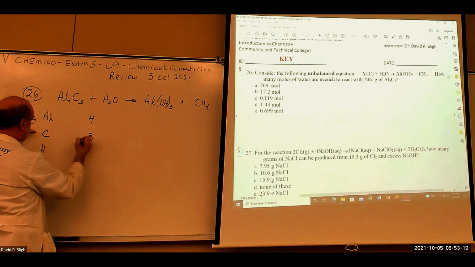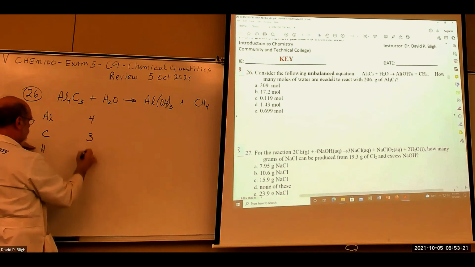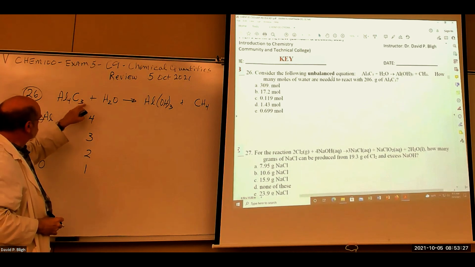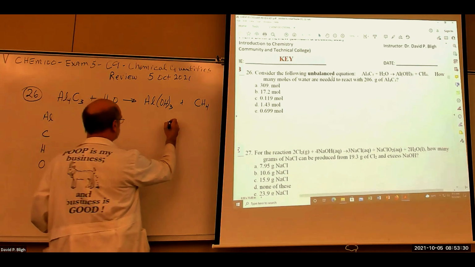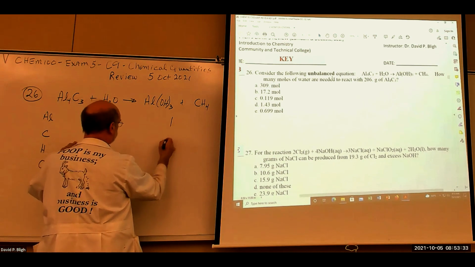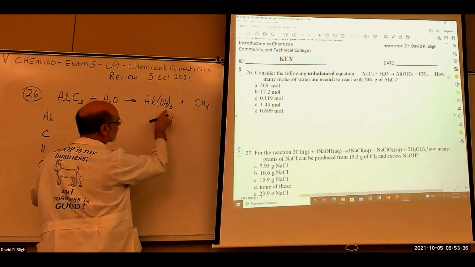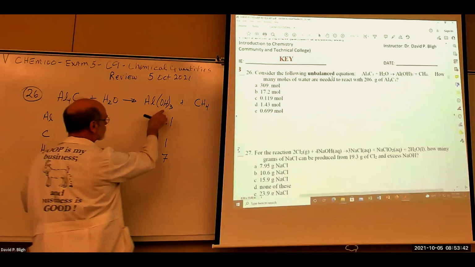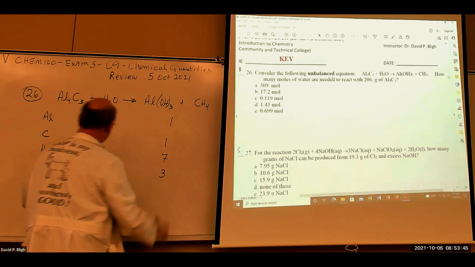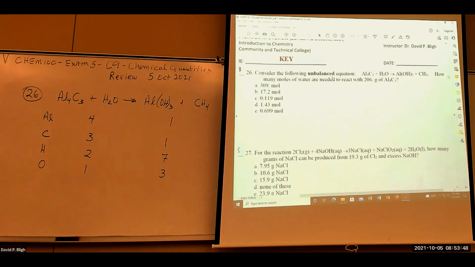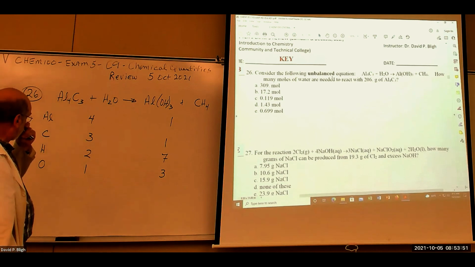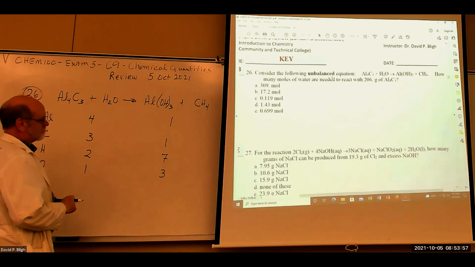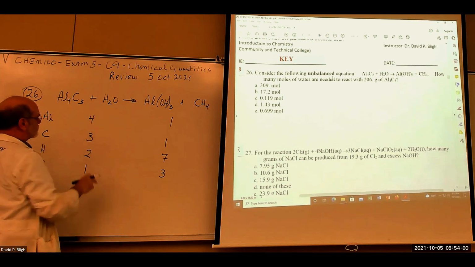Aluminum, 4. Carbon, 3. Hydrogen, 4 plus 3, 7 hydrogens. Oxygens, 3 oxygens. Okay, that's our starting point. We don't have any elements by themselves here, so we can't hold elements out. Next best thing is we usually hold water.